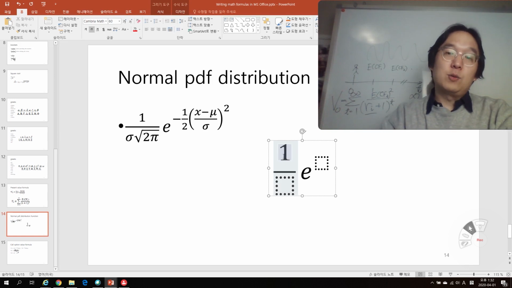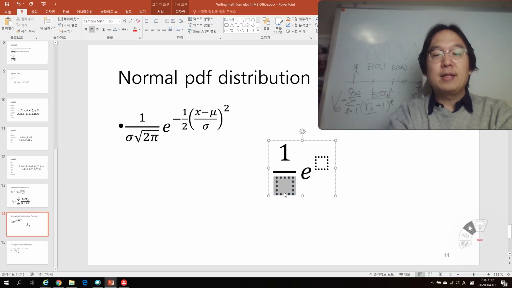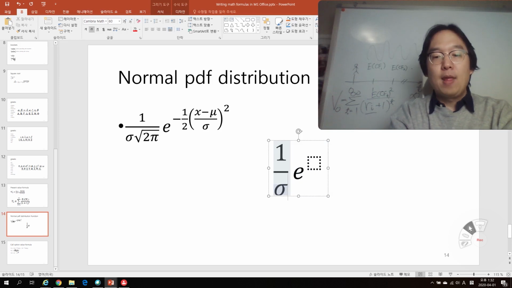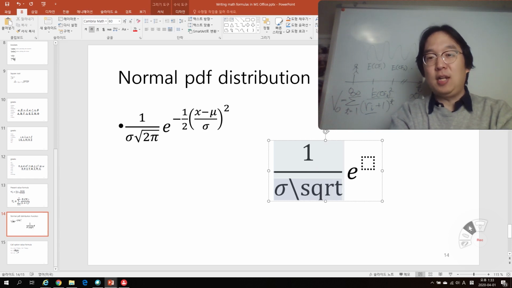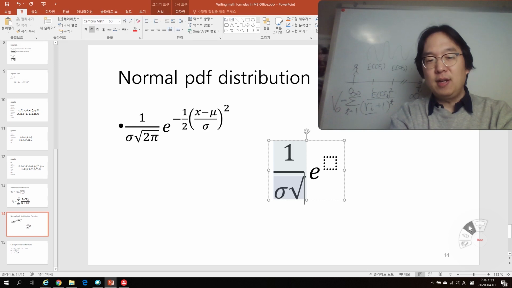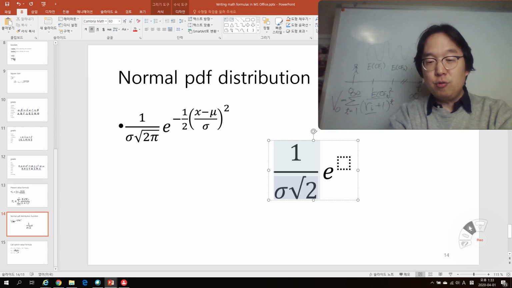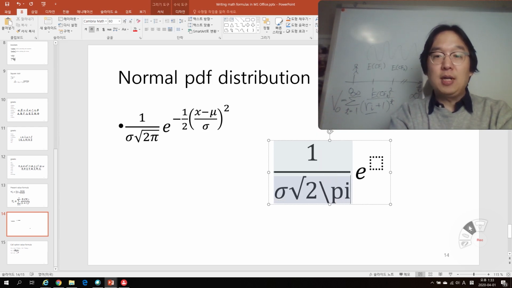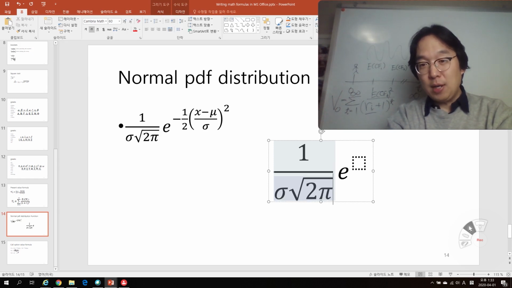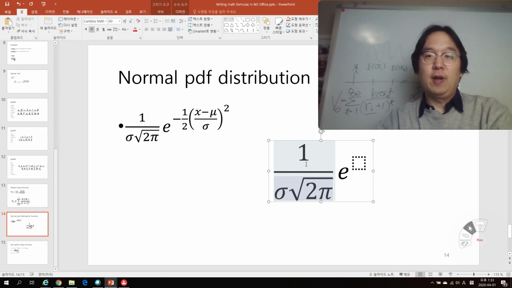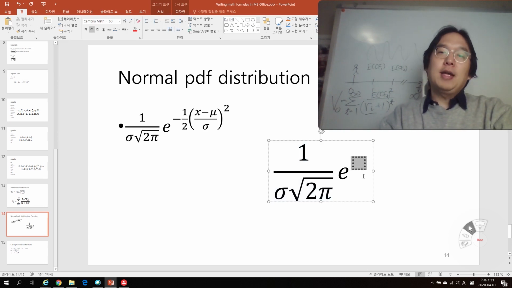And here is just one, the easier thing first. And the next thing is sigma, and then what do you write? Square root, SQRT, and space. And there you have to do what? 2 pi, number 2, and then backslash pi. And guess what will happen as I punch in space? And one more time, like this. There you go.